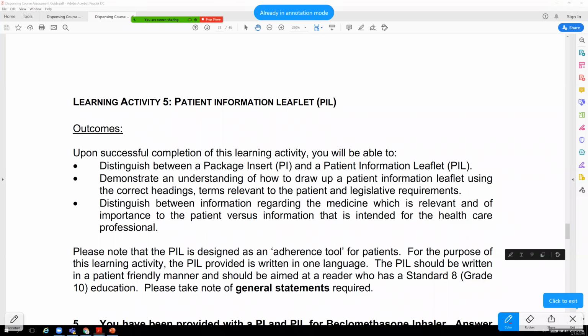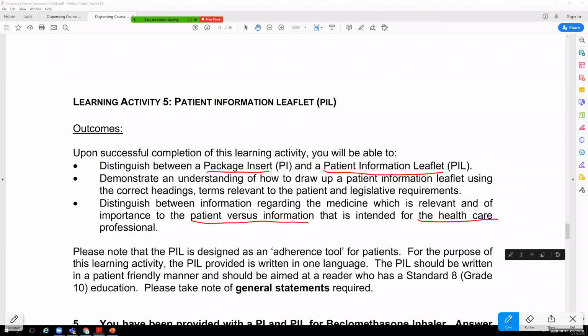So let's look at it. Number 1: to pass this specific learning activity, you must be able to distinguish between a package insert and a patient information leaflet. That is the first thing. You need to understand how to draw up a patient information leaflet with correct headings, using the right wording. And you need to be able to distinguish information regarding medicine which is relevant for a patient versus information that is directed at health professionals. What is the difference between the two, and which tool is best suited to do that?